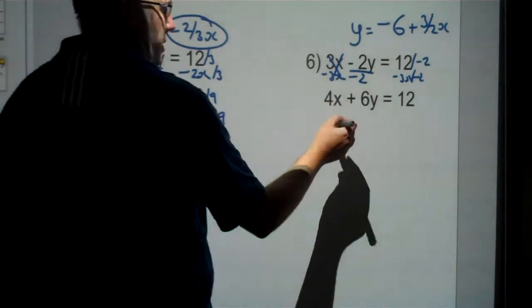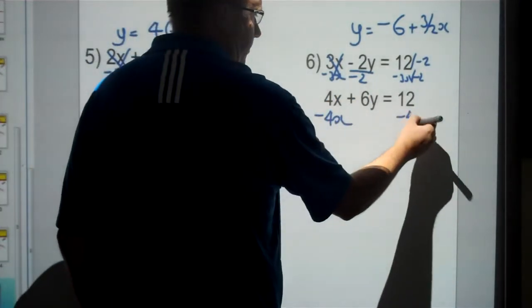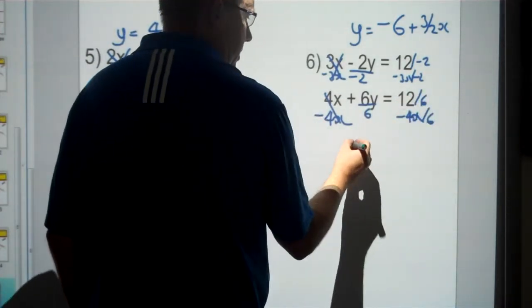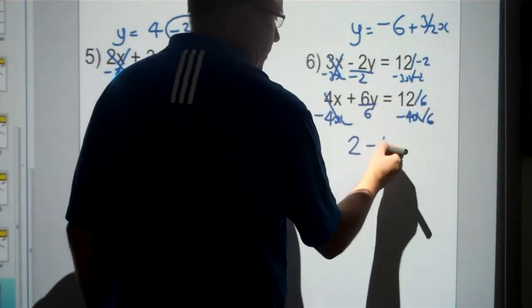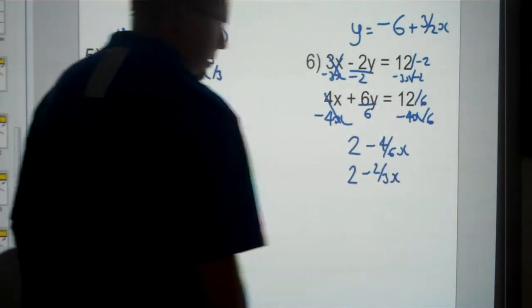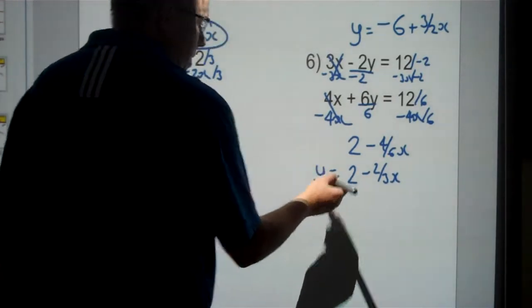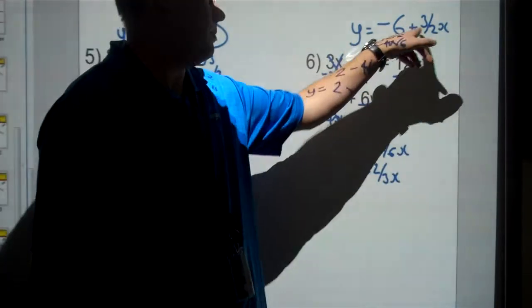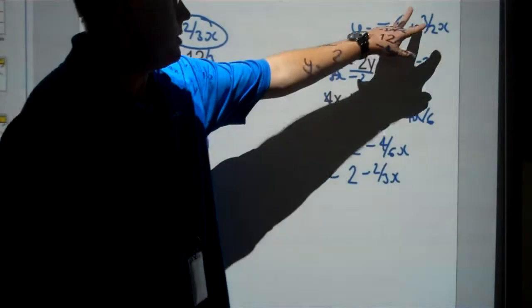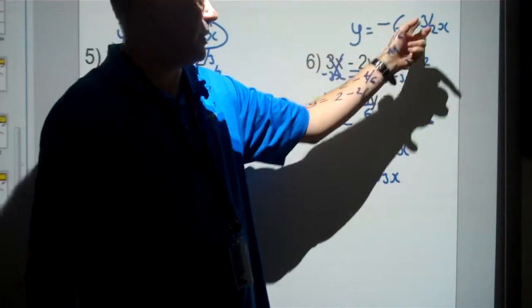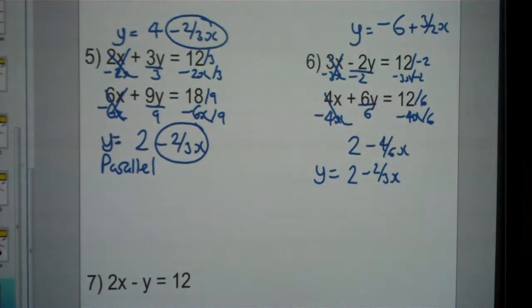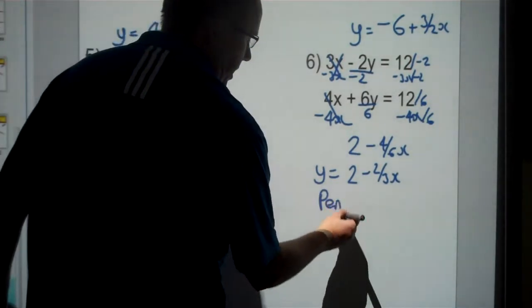If I do the same for this one, subtract 4x from both sides, and then now divide by 6. 12 divided by 6 is 2, and negative 4/6 x is actually the same as negative 2/3 x. Now you can see these clearly are not parallel because I got positive 3/2 and negative 2/3. But notice if I flip this I get 2/3, and if I change the sign I get negative 2/3, which is what my other equation is. Therefore I can say that these two equations are perpendicular.